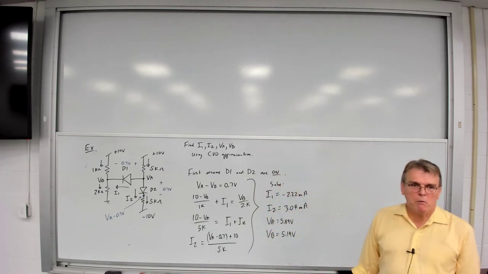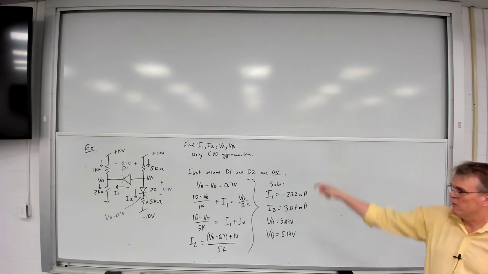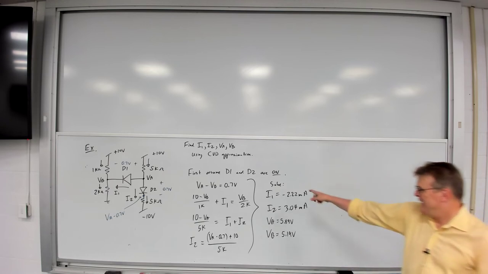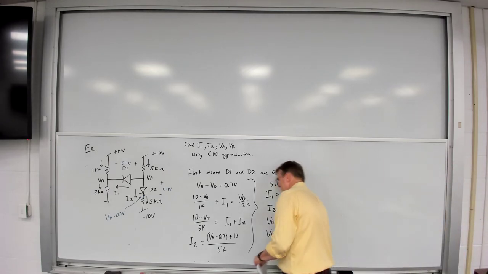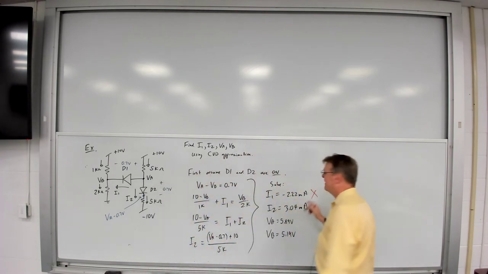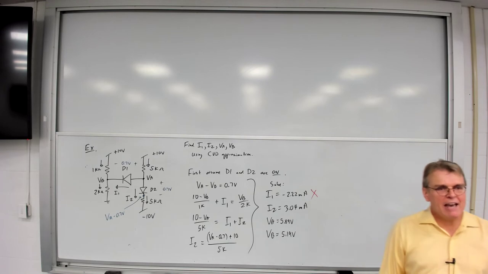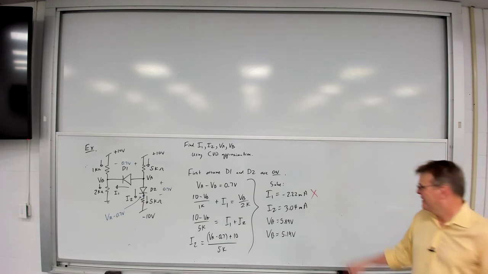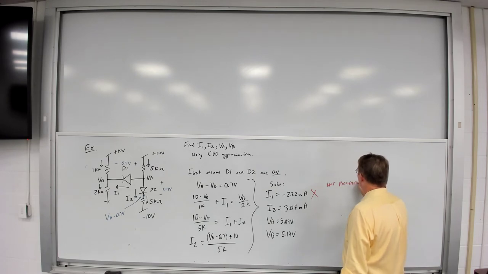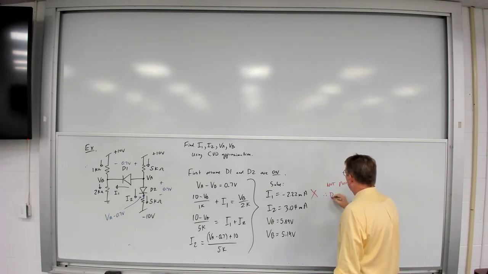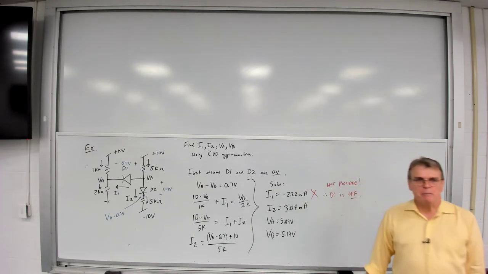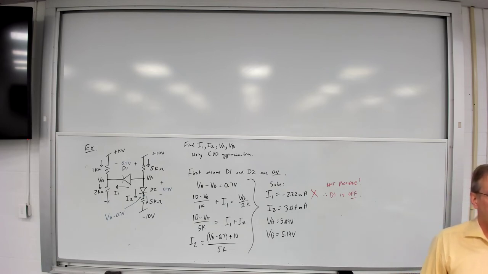Is there a problem with my assumption that I made before that both diodes are on? What is the problem? I1's negative, exactly. It's not possible. We can't have a negative current through a diode. D1 has to be off. All right?